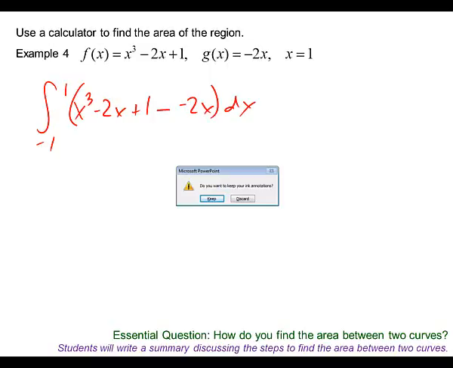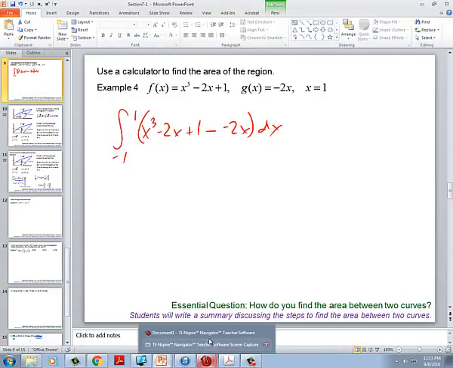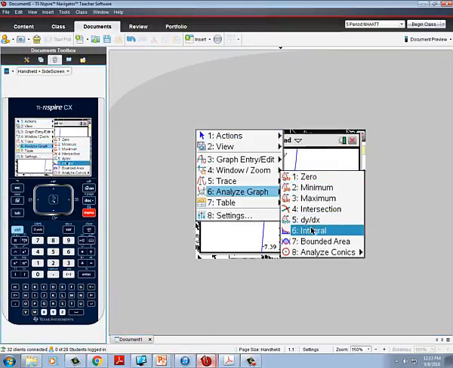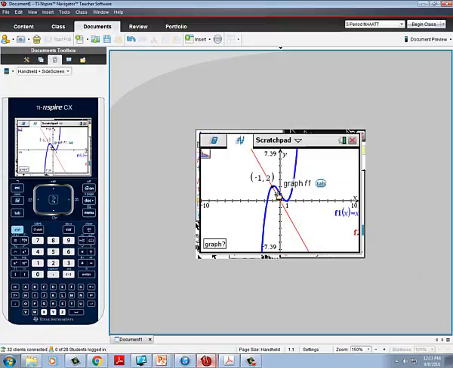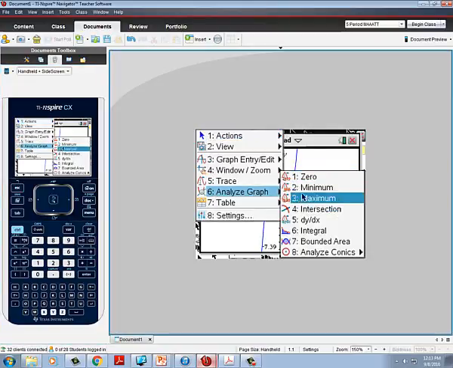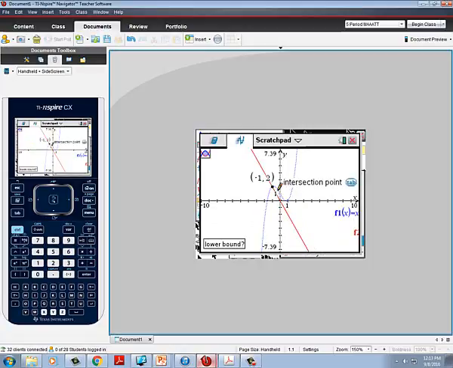And if I remember right, there's a couple of ways we could do that. Let's see. Menu, analyze graph, integral. And it wants me to, oh wait, I don't think I can do bounded, huh? Never mind. Let's try the bounded. Menu, analyze graph, bounded area. Lower bound, and don't just try to trace over the lower bound. You type it in, right? -1, enter. And then upper bound, type it in, 1, enter.